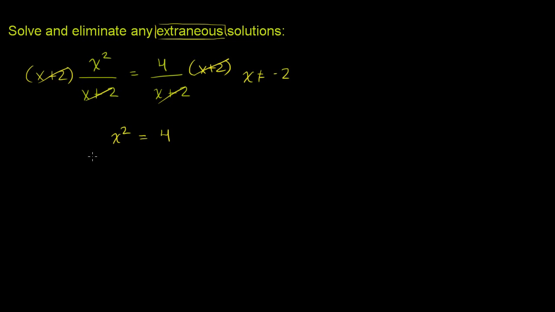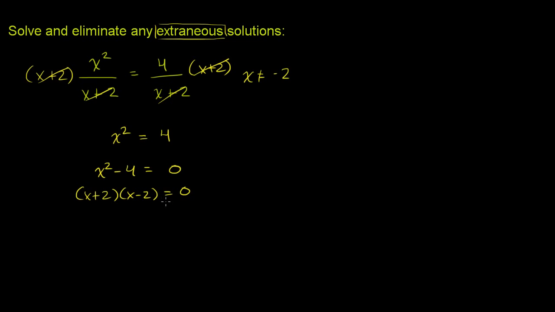And you could probably do this in your head, but I want to do it properly. So you can write this. You could subtract 4 from both sides, do it in kind of the proper quadratic equation form. So x squared minus 4 is equal to 0. I just subtracted 4 from both sides over here. And so you can factor this. This is a difference of squares. You get x plus 2 times x minus 2 is equal to 0.